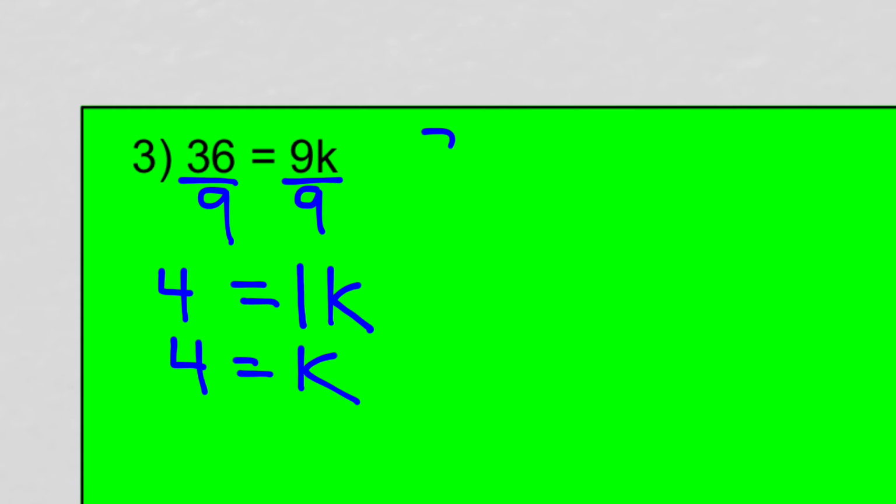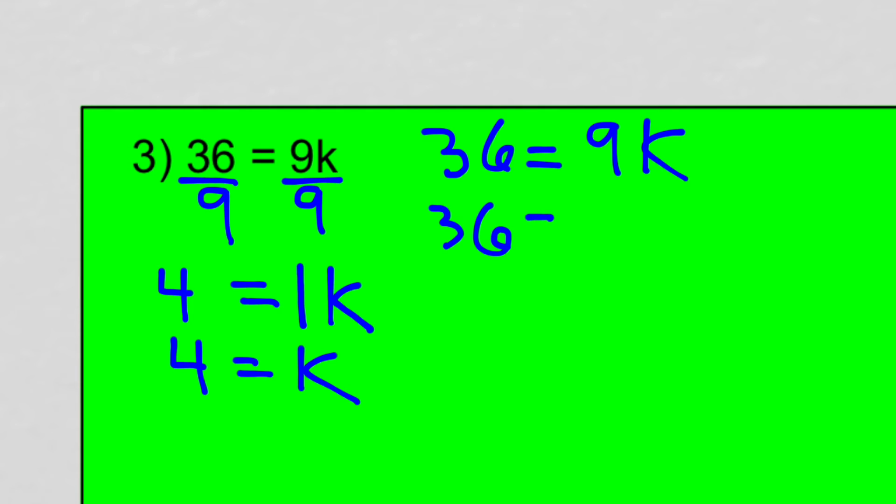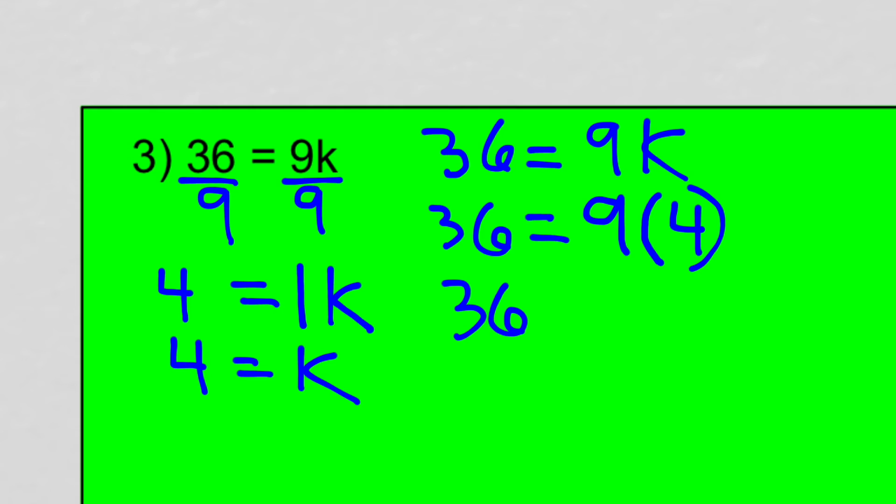To check it, write the equation and substitute your answer into the equation. So 36 equals 9. Replace the k, and this means multiply by whatever k is. Well, we said k is 4. Now, is this true? Does 36 equal 9 times 4? Absolutely. Both sides are the same? Check.